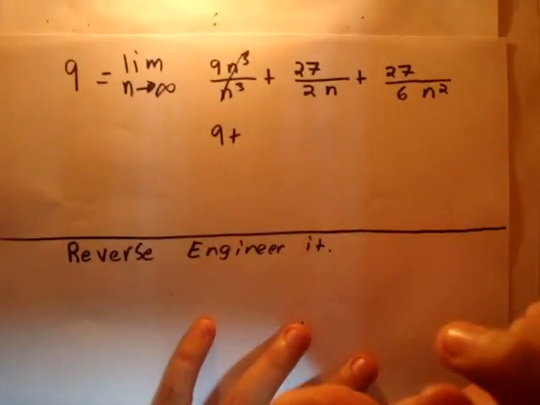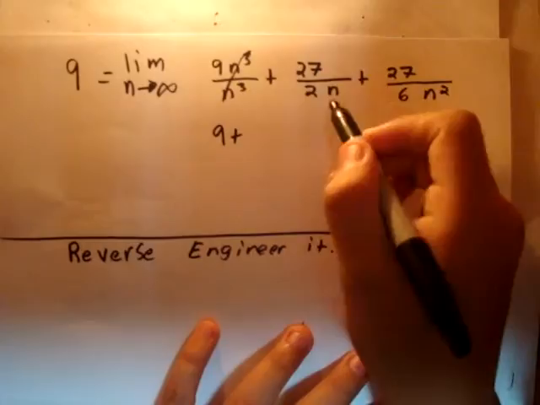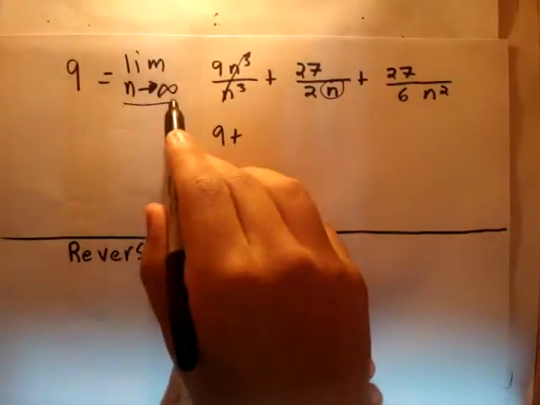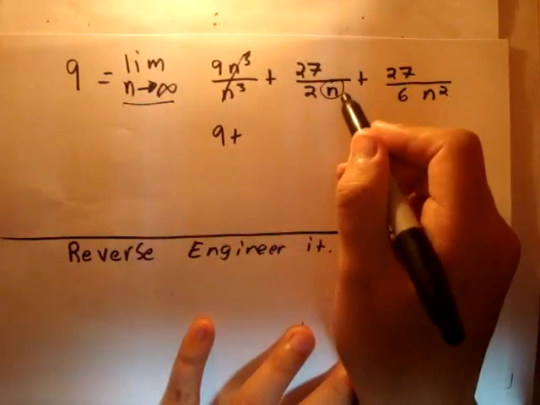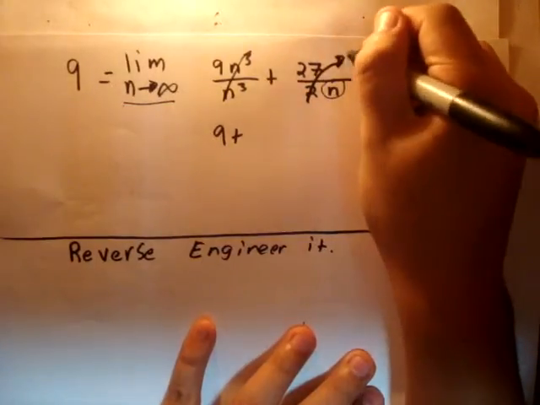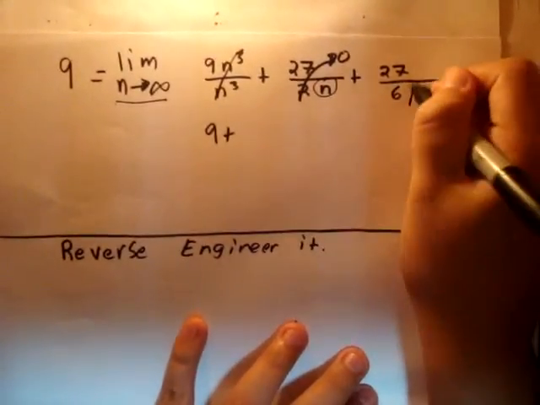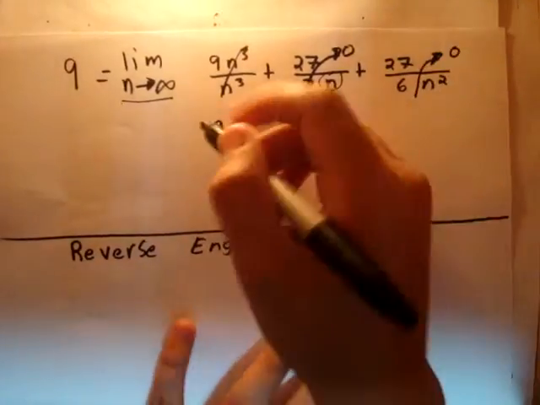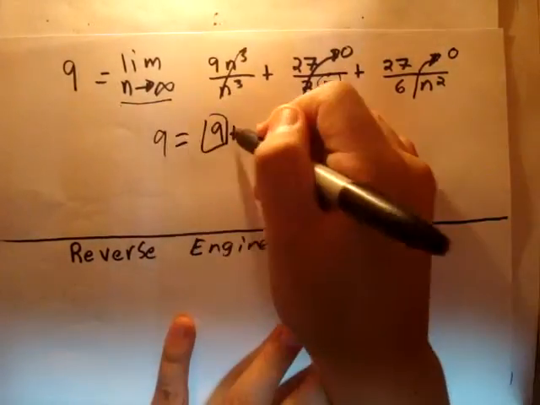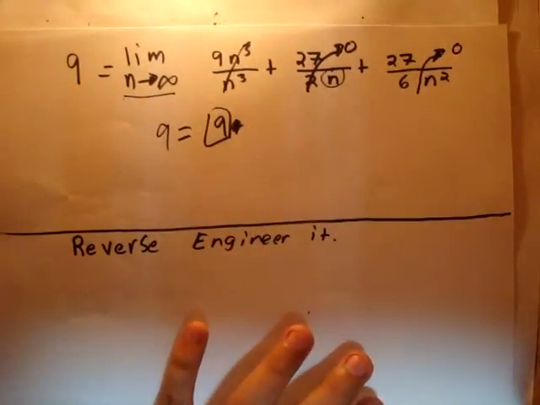Now the very important thing, and this is super important, is that because there's an n in the bottom, and it's going to approach infinity, now if we have a huge denominator, this is going to approach 0. Same thing here, it goes to 0 even faster. This is 0. So we're left with 9 equals 9. Alright, so we knew that.